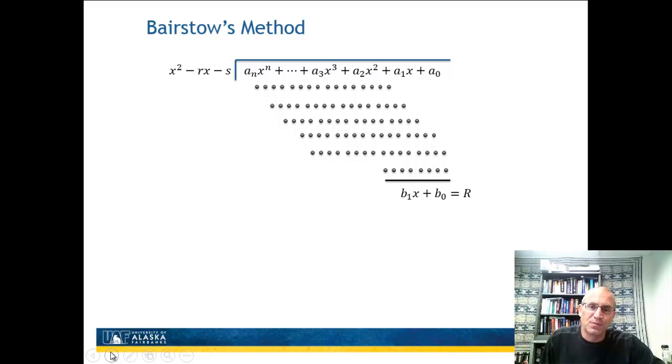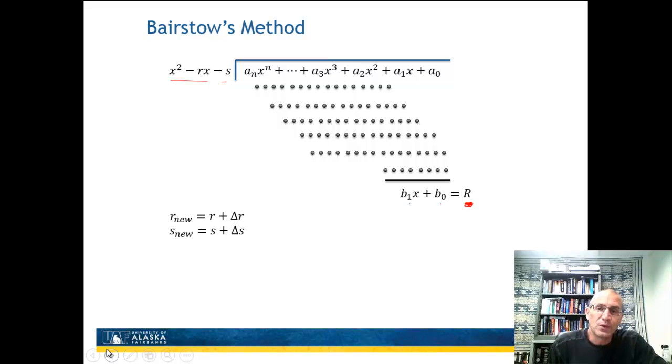We did long division before. You do it all the way down until you end up with some sort of remainder. Your remainder here, instead of being a constant, is going to be something times x plus another constant, because I'm dividing by a second-order polynomial. If I have a non-zero remainder, it means my guesses of R and S were not correct. My two values for the roots were not correct, and I need to adjust those.